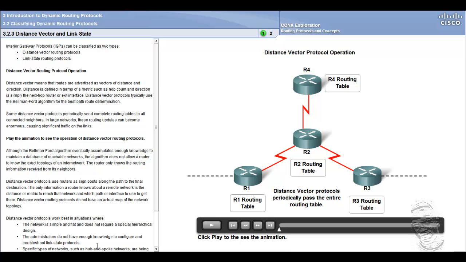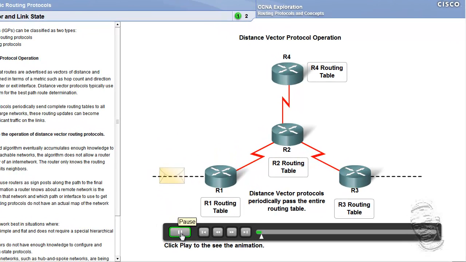Some distance vector protocols periodically send complete routing tables to all connected neighbors. In large networks, these routing updates can become enormous, causing significant traffic on the links. Play the animation to see the operation of distance vector routing protocols.